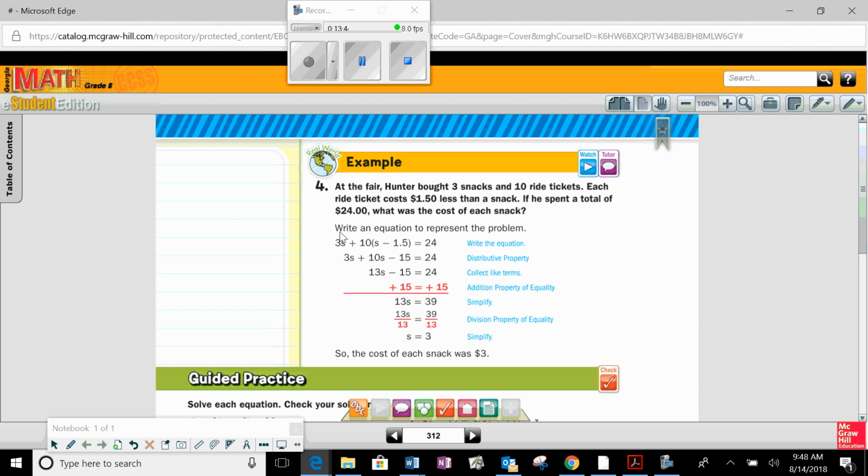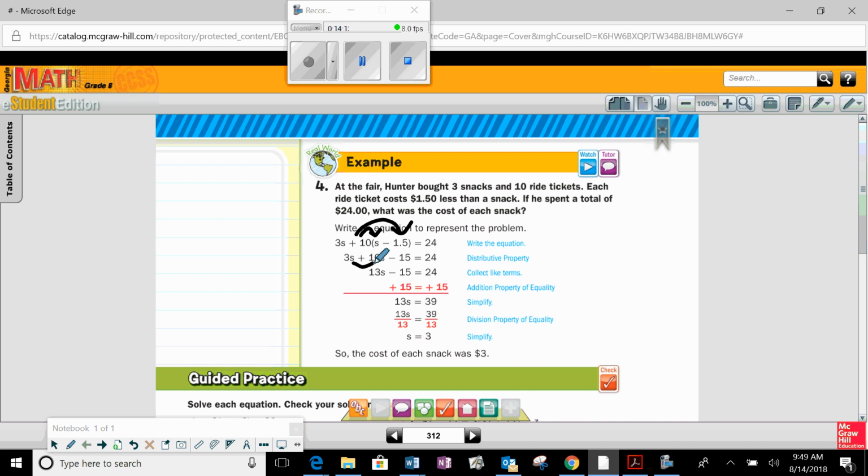So 3s represents the snacks. We know that he bought 10 ride tickets and that the ride tickets were $1.50 less than the snacks. So snacks minus $1.50 is the ride ticket, and he bought 10 of them, and a total of $24. So we're going to use the distributive property and distribute 10 times s and 10 times 1.5 so that we get 10s minus 15. Combine your like terms.